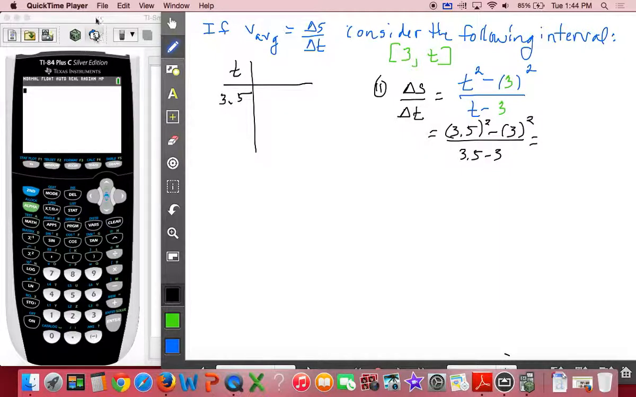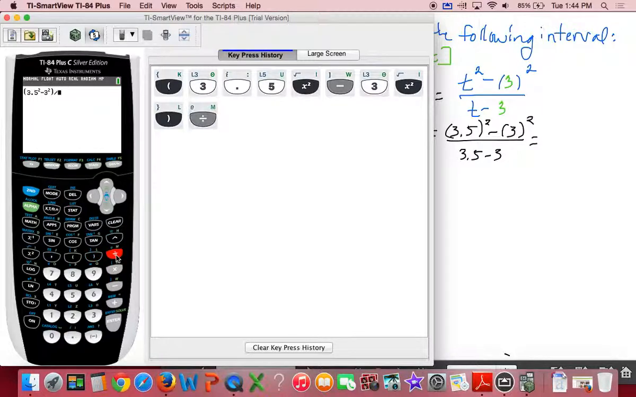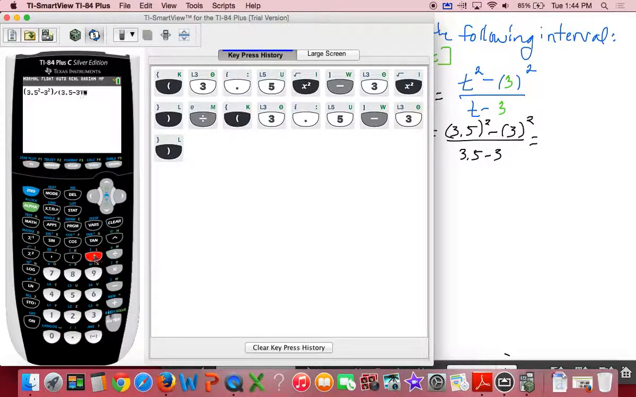So if we take our handy-dandy calculator over here, and we'd use parentheses, 3.5 squared minus 3 squared, which you could put 9, divided by parentheses 3.5 minus 3. What do we get? 6.5. Well, that's a 6. Shocking but true. So that's our first problem. Then problem number 2.